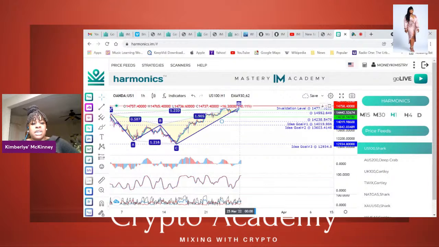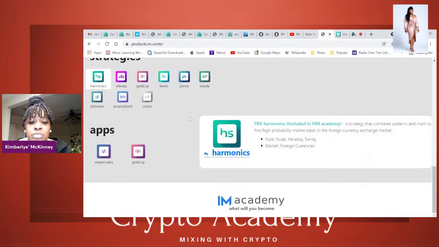Here's just Harmonic Scanner. This is just one way that you can make your money. The other thing that I'm also going to show you is that you have multiple opportunities to catch these trade ideas. So for this particular platform or strategy, there are 2 apps that are included with the Harmonic Scanner. Gold Cup is one and Swipe Trades is another.